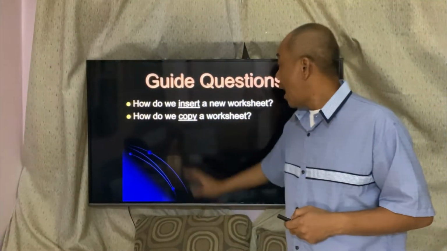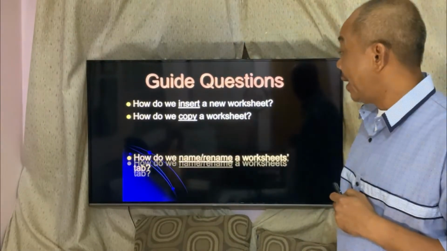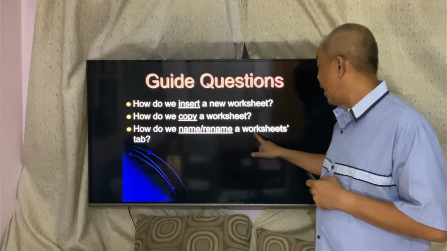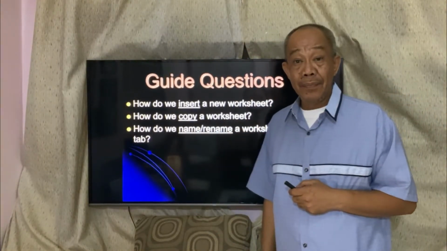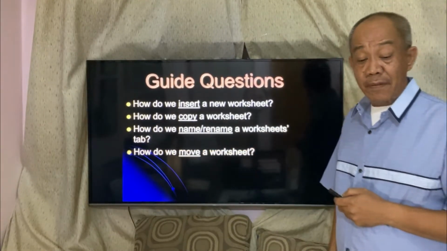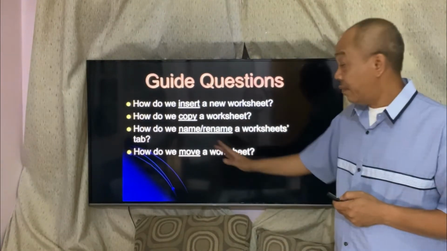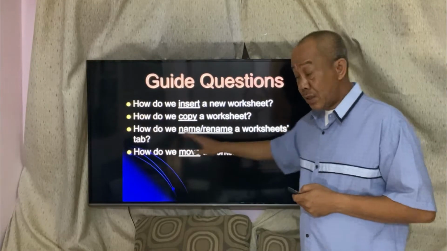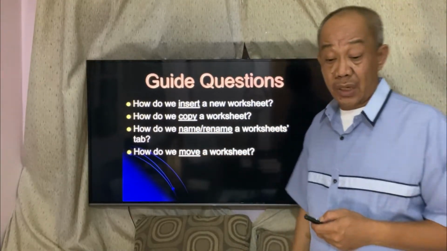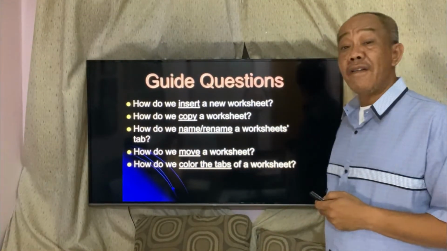Number two, how do we copy a worksheet? Number three, how do we name or rename a worksheet's tab? Name and rename. And then number four, how do we move a worksheet? Move the worksheet from one place to another or insert it in between worksheets. And then how do we color the tabs of a worksheet?